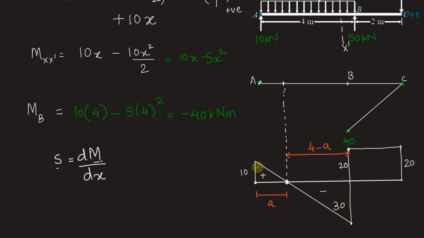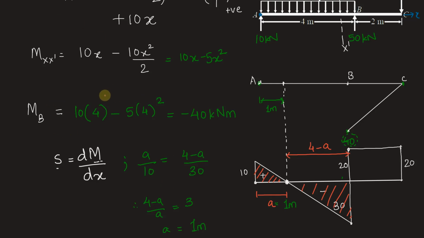By using similar triangles in these two triangles, this one and this one, we have the relation a by 10 is equal to 4 minus a by 30. Therefore, we have 4 minus a by a is 3. Rearranging this, we get the value of a as 1 meter. So this a is 1 meter. At 1 meter, whatever is the value of moment will give us the positive bending moment. Negative value we already have, 40 kilonewton meter. We want to check whether the positive one is greater than 40.